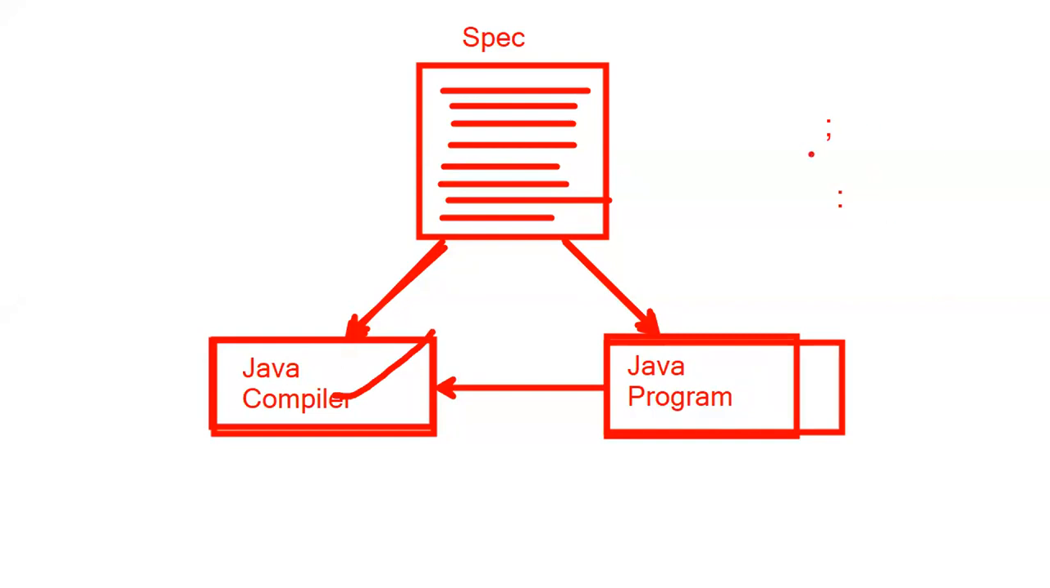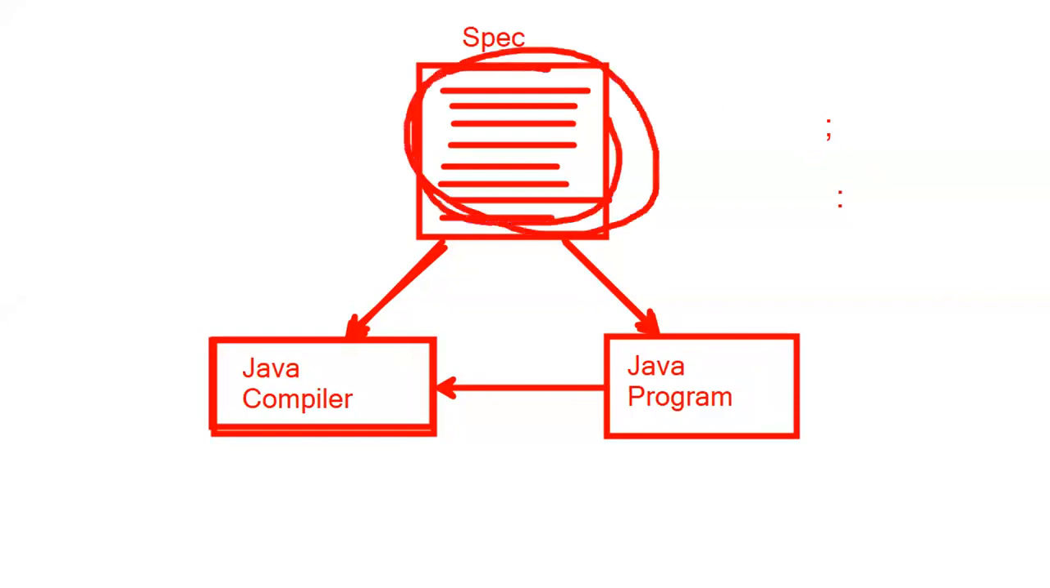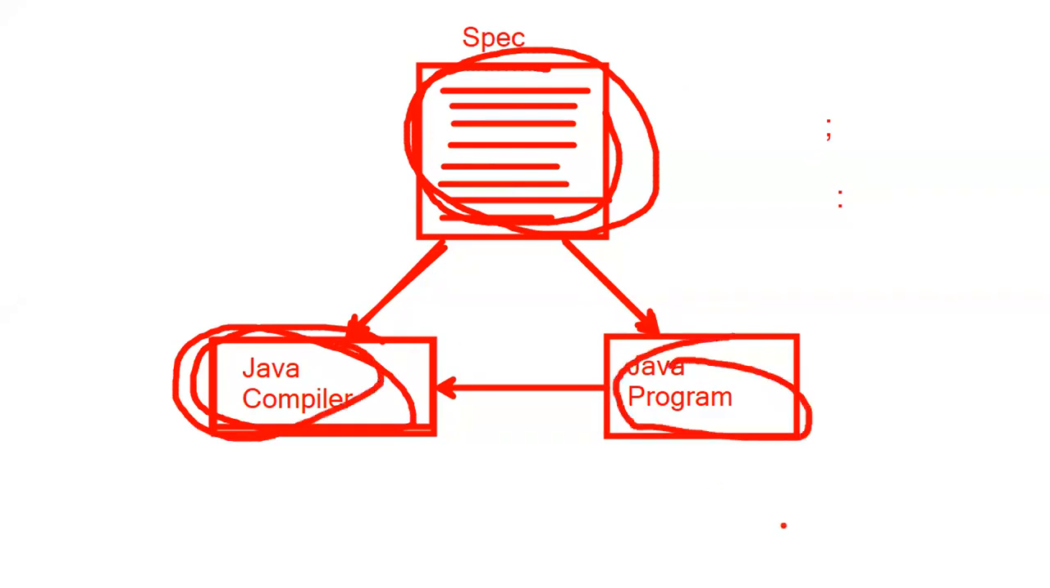Now, this is called a specification. Who will use this specification? Whoever develops a compiler will use it. Whoever writes a Java program will use it. So the specification is used by companies to develop the compiler, the JVM, the Java runtime environment, the Java development kit, the just-in-time compiler, so many things. And who else will use that specification? The Java programmer also must use it to write a Java program.